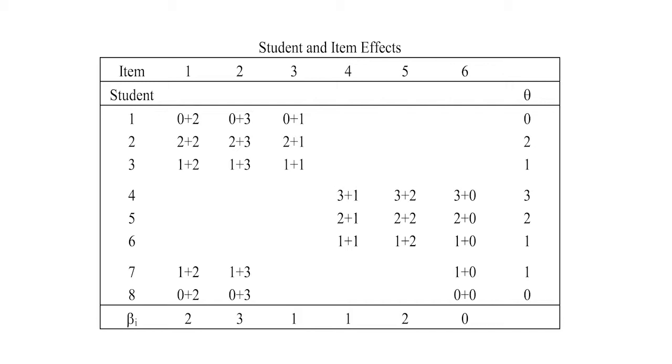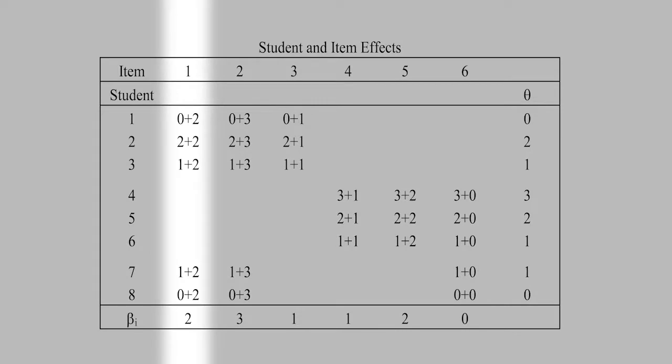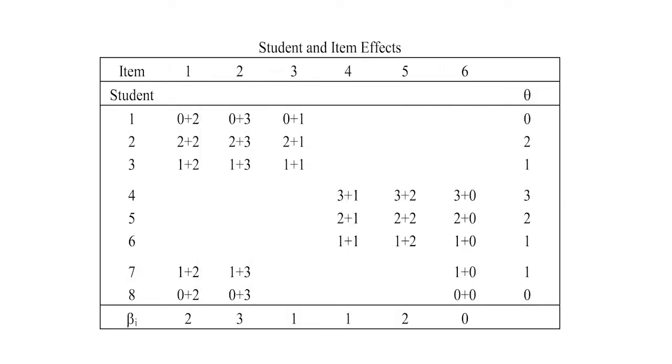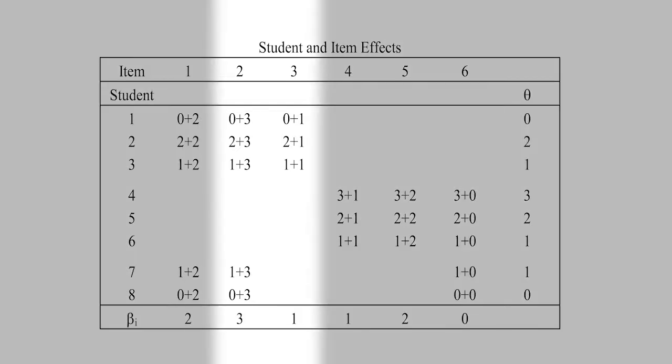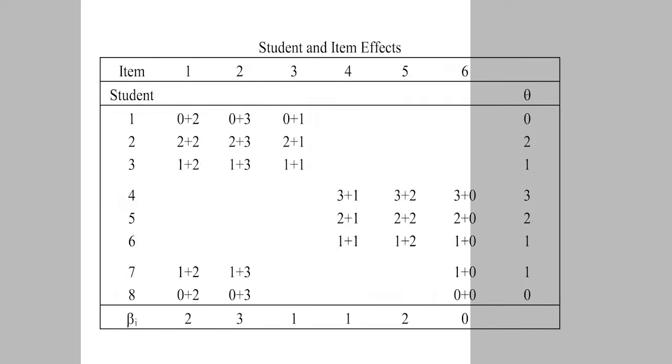Secondly, the second part of my summation, the second term, is an item effect, an item easiness in this case, and you see that that effect is constant within columns. So for item 1, for instance, you see that there is always a 2. That's the effect of item 1. Then in the second column, there's always a 3. In the third column, there's always a 1, and so it goes on.